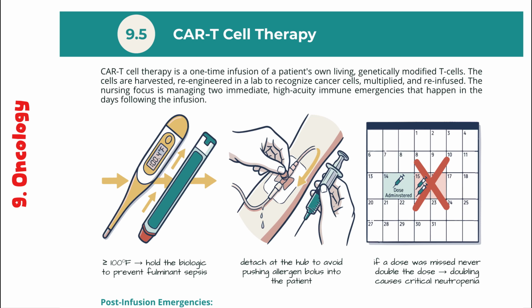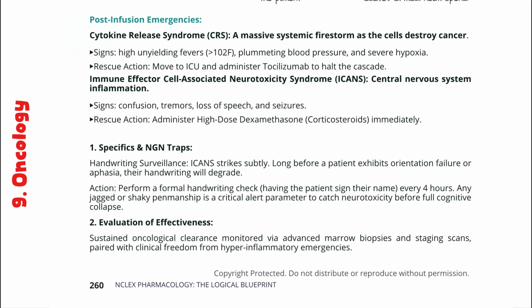CAR-T is a one-time infusion of a patient's own T cells, harvested, genetically re-engineered in a lab to recognize their specific cancer, multiplied, and reinfused. The nursing focus narrows to two immediate, high-acuity emergencies that strike in the days after that infusion. Cytokine release syndrome here is a massive systemic firestorm as those modified cells go to work destroying cancer. High, unyielding fevers over 102, plummeting blood pressure, severe hypoxia.